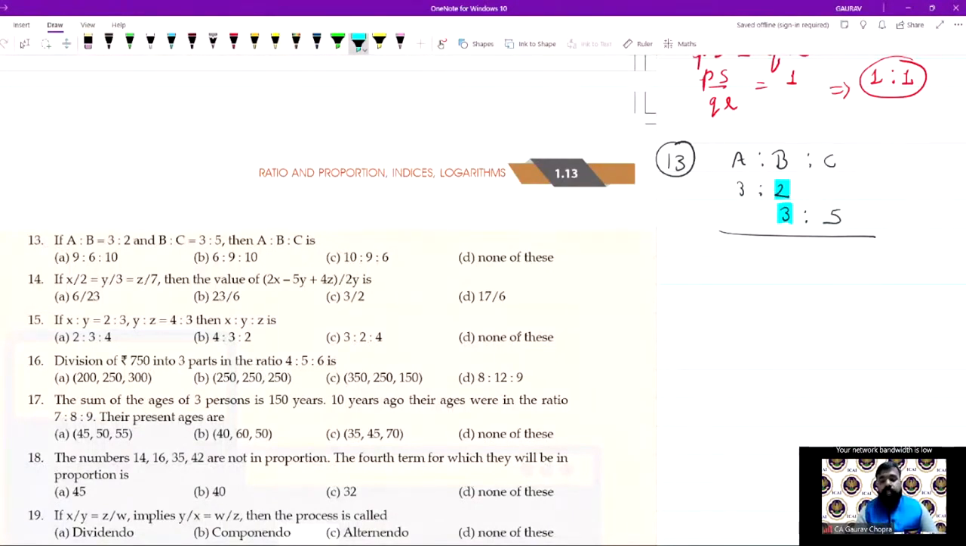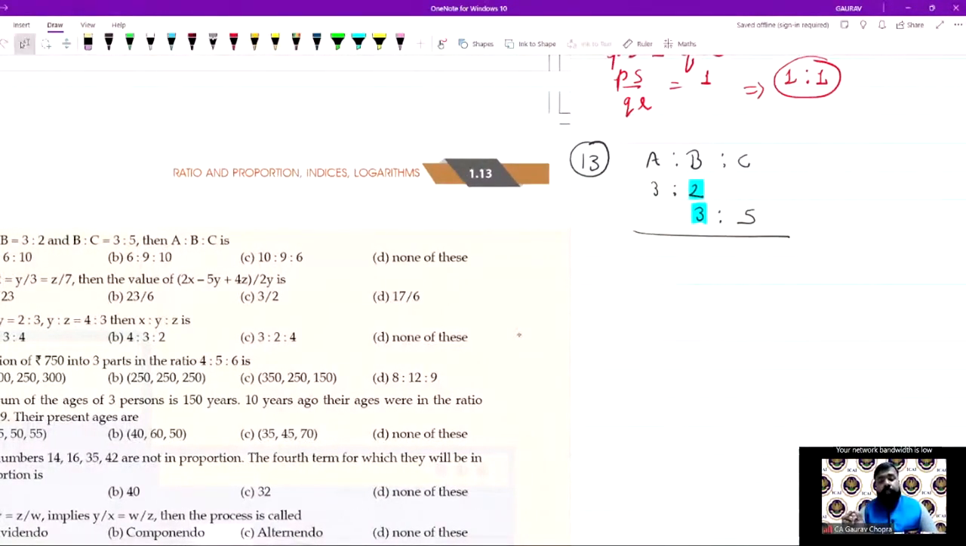So we can see that when A is compared with B, the value written here is 2. And when B and C we are comparing, it is 3. So these two are not equal. In one place it is 2 and in the other place it is 3. Now, if we make them equal, what is the process to make them equal? Simply multiplying the first ratio with 3 and the second ratio with 2. Why are we multiplying with this? So that they can become equal.